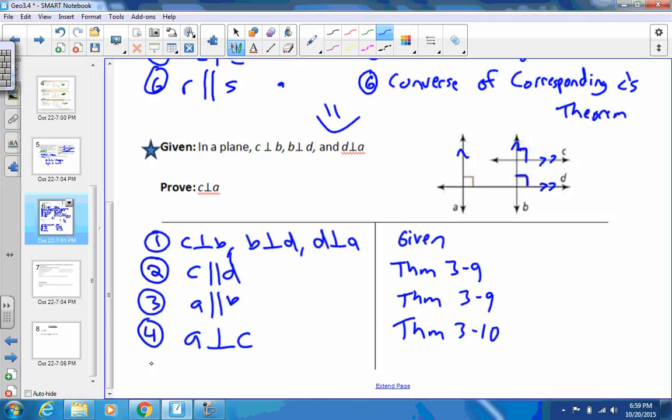And technically I should switch this around. C is perpendicular to A. We'll just say that's reflexive right now. Oh, not reflexive, symmetric, sorry. But the main one there is step 4. Just knowing that we can use that theorem 3.10, that if we know that two lines are parallel, and a line is perpendicular to one of them, it's going to be perpendicular to the other one. All right, so that proves what we're trying to prove, that C and A are perpendicular, those lines.